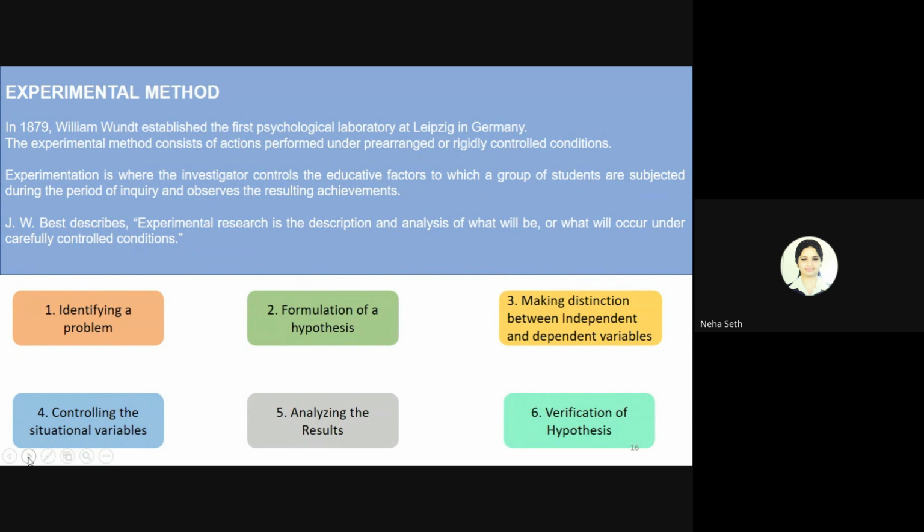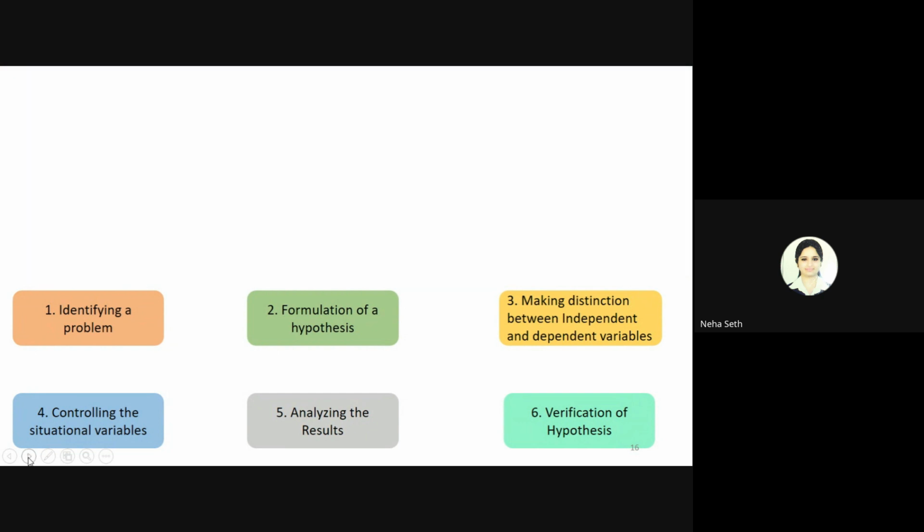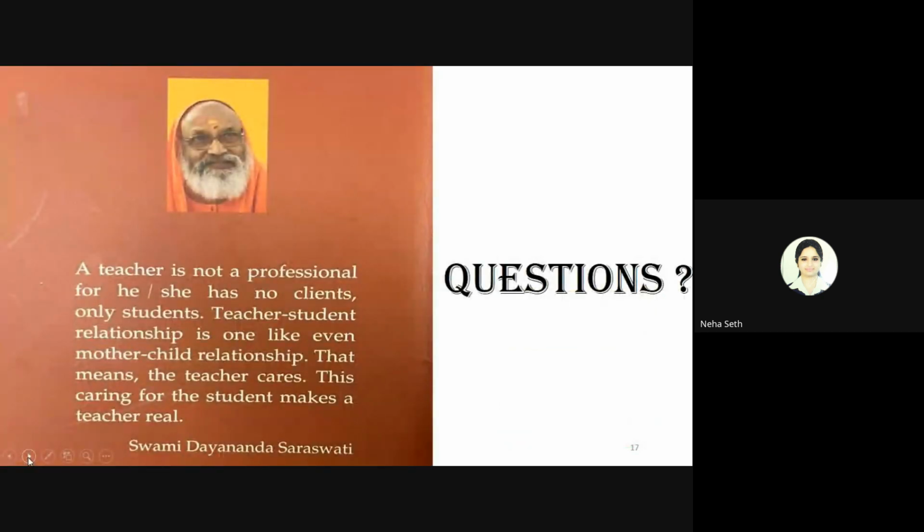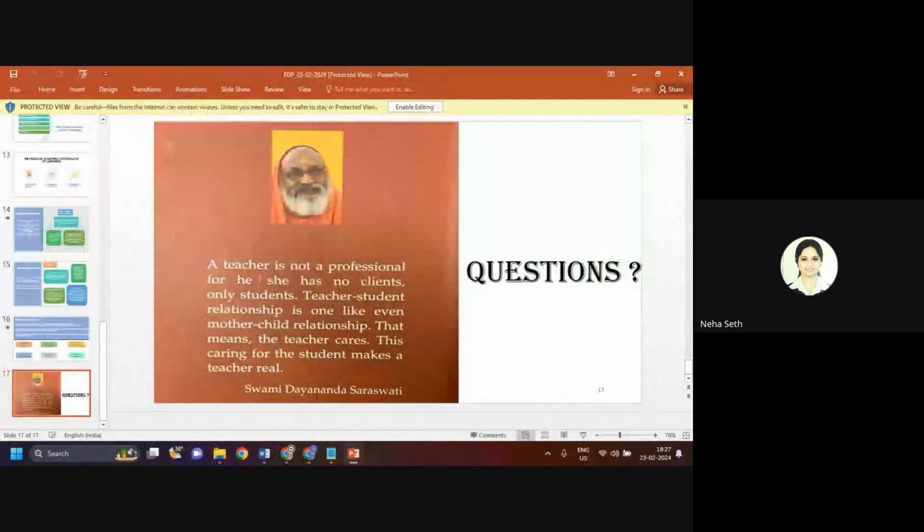So here we can conclude, after this verification, what kind of results our experiment is going to give. So this is about the experimental method, and this is all about classroom psychology for today's session. If there is any question, you are most welcome to ask.